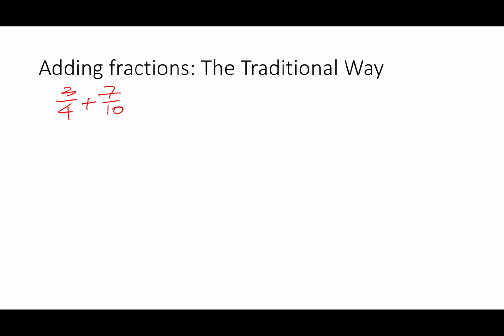Now 4 and 10 are not the same numbers. So in order to make them the same, we need to make use of the least common multiple. How do we find the least common multiple? We can find the multiples of 4 and 10 and look at which number first appears on both lists.